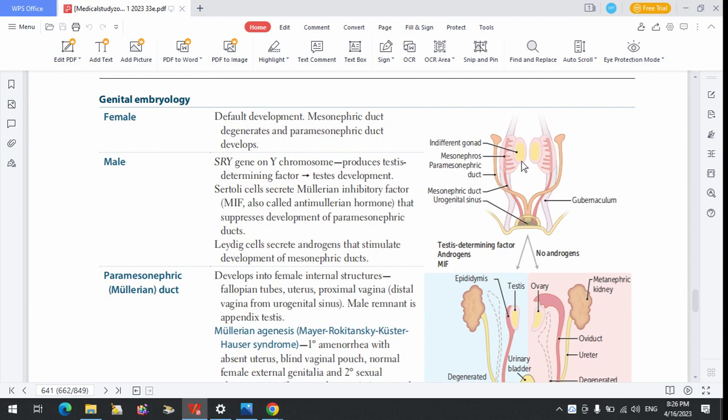I don't think the mons pubis is part of it. Wait a minute, well, it's part of the vulva. The mons pubis is part of the vulva. These things you guys just called, they are influenced by estrogen. All these external genitalia, they are derived from where?